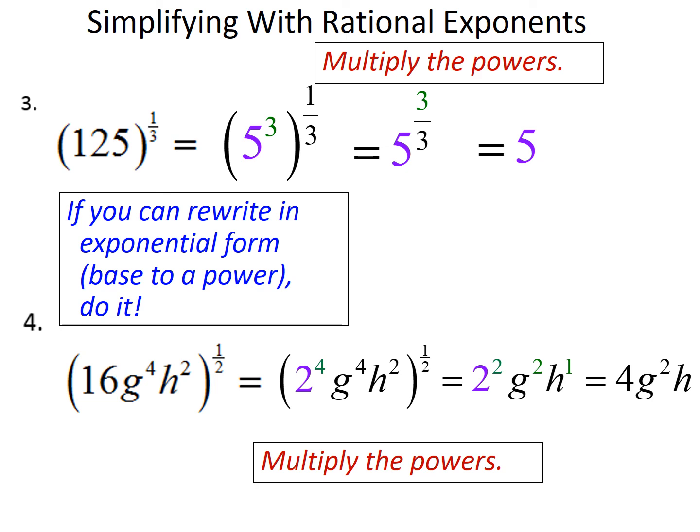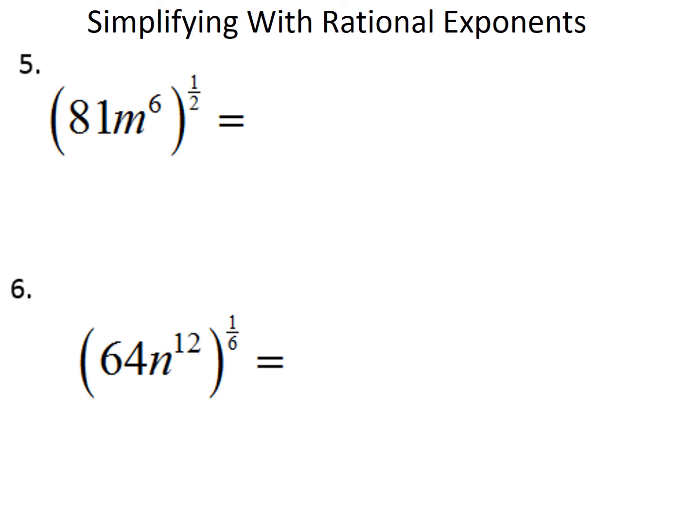Can I leave it like that? No. If you have numbers that you can multiply out and simplify at the end, you must do it. Final answer, 4g squared h. Let's try these.